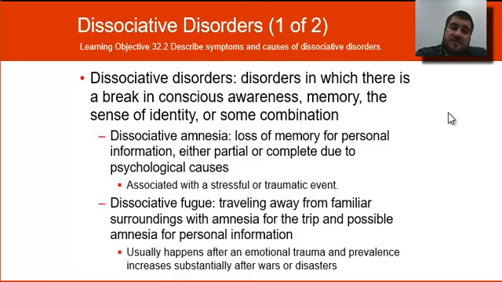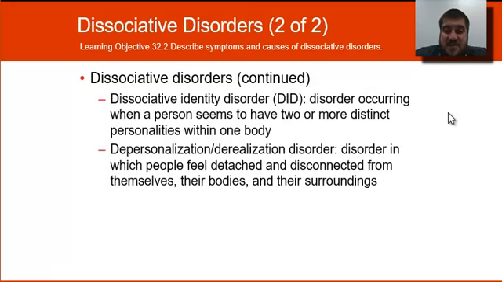Dissociative fugue is when the person travels away from their familiar surroundings and they lose their personal information. They can't remember it. They may create a new identity, adopt a new career, life. This happens after an emotional trauma, and this obviously increases substantially after wars and disasters.